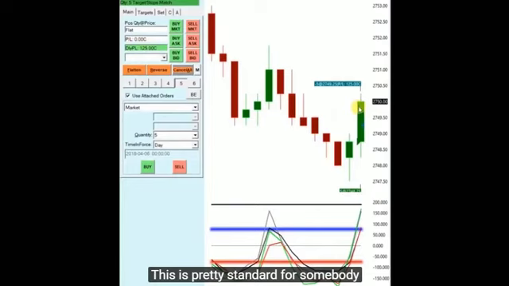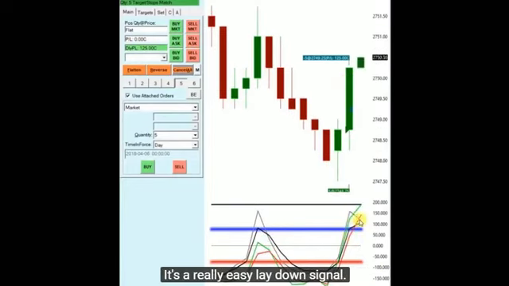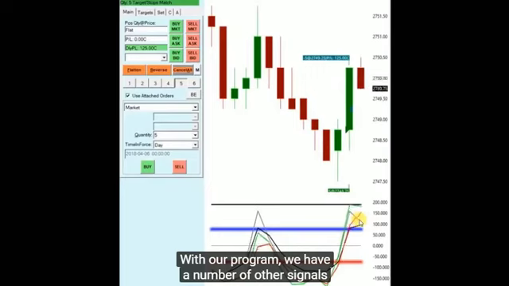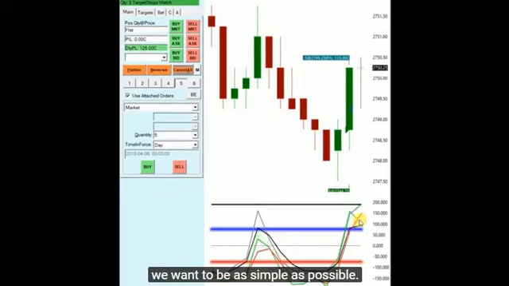This is pretty standard for somebody that's just getting started in the market. This is a really easy lay down signal. With our program, we have a number of other signals and patterns that we can use to execute in the market. But for the sake of this particular introduction, we want to be as simple as possible. We don't want to overcomplicate things.